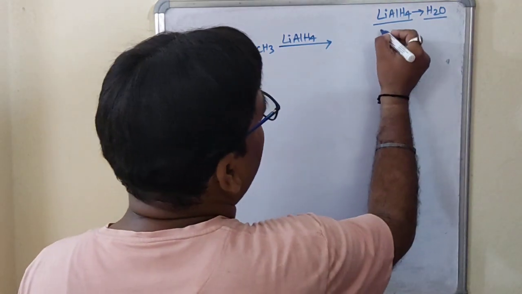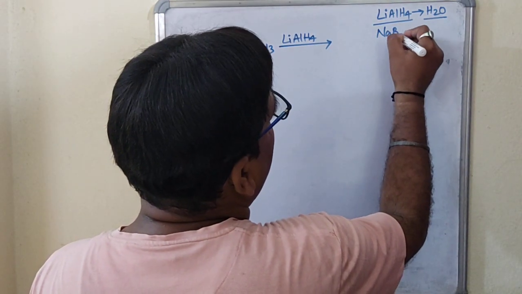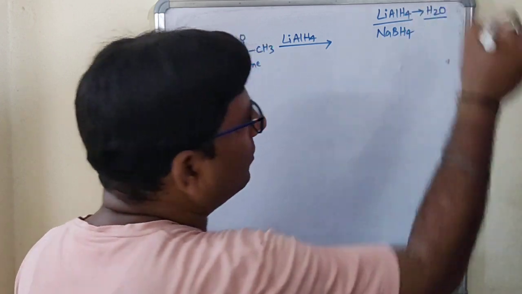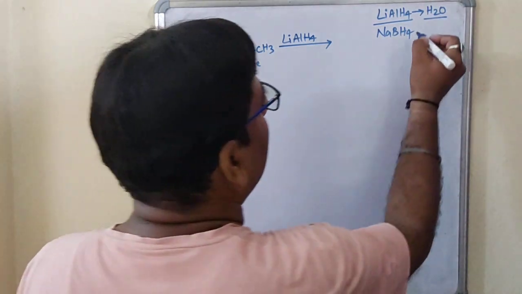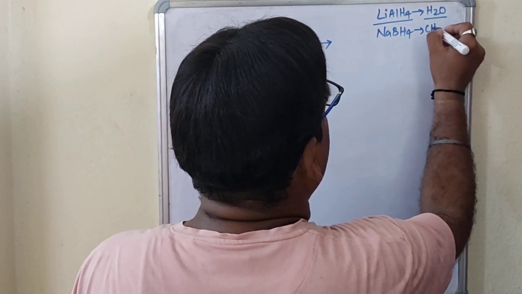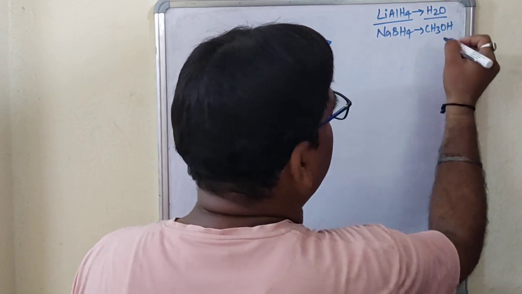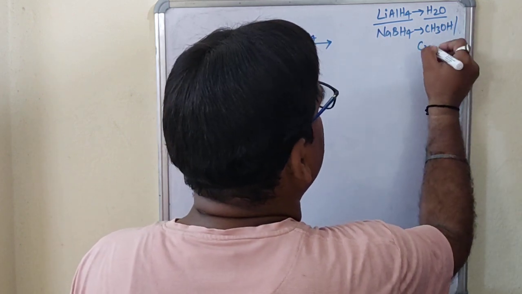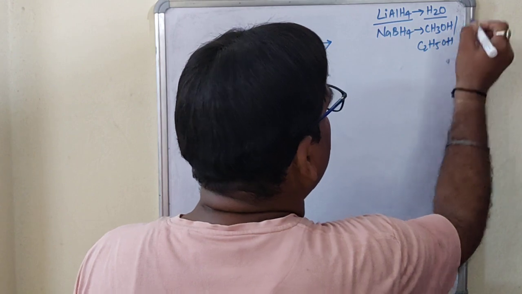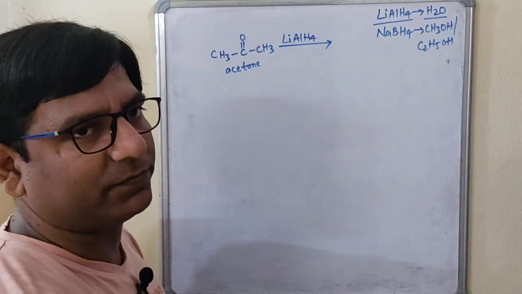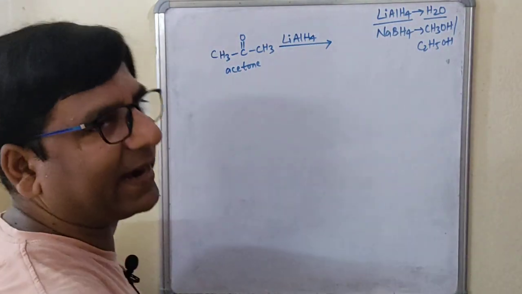In the same way, if you are using sodium borohydride, you have to use CH3OH, that is methanol. You can use C2H5OH, ethanol, means alcohol you have to use. Okay. Now why are we adding this?